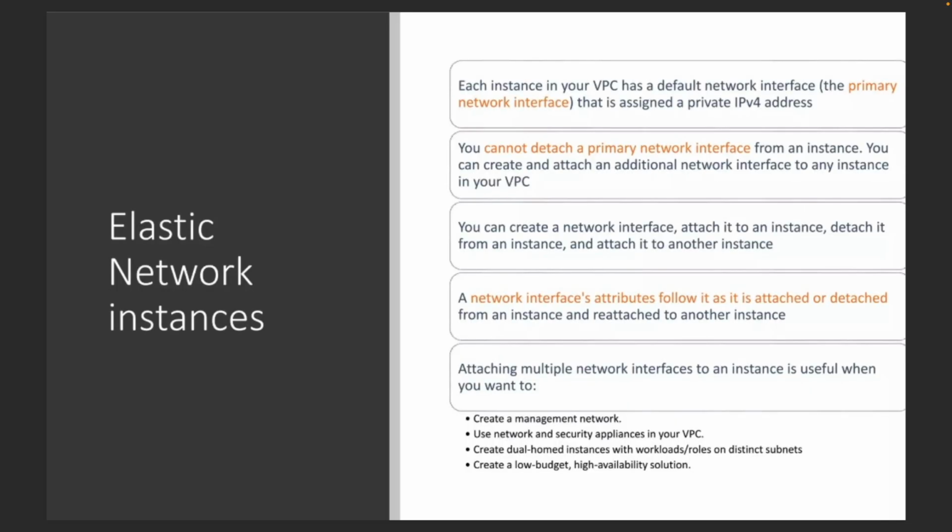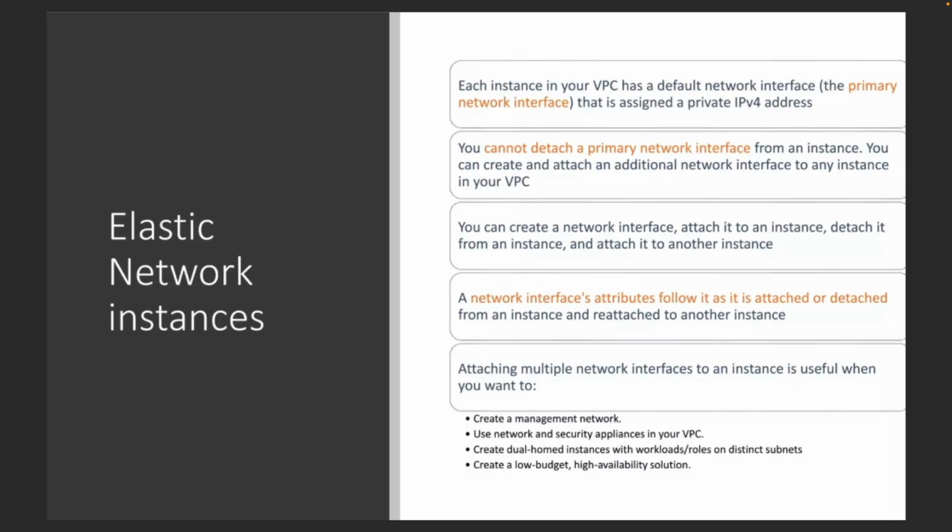Okay, so now we're going to take a look at elastic network interfaces. Each instance in your VPC has a default network interface called the primary network interface, which is assigned a private IPv4 address from your subnet's IP range. Here's what's important: you cannot detach a primary network interface from an instance. However, you can create and attach additional network interfaces to any instance in your VPC. This flexibility is quite powerful.